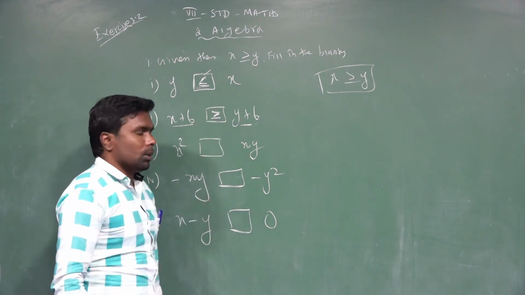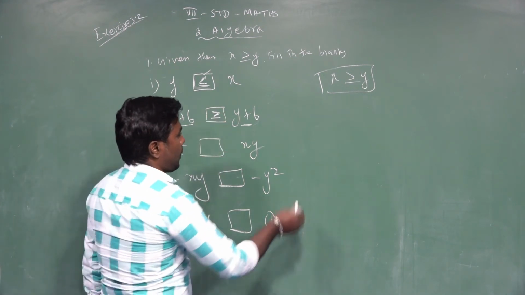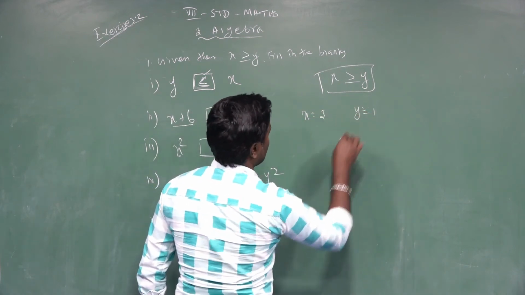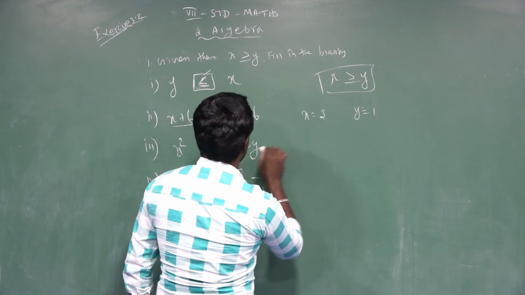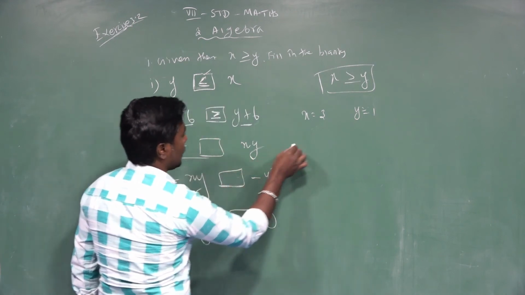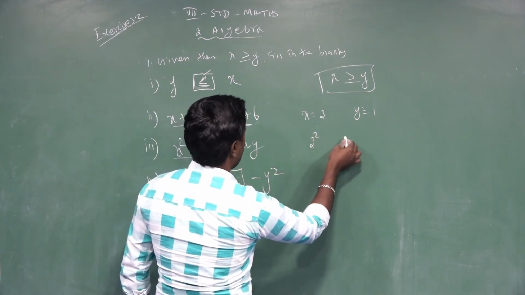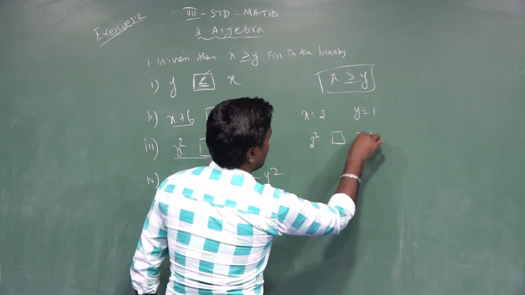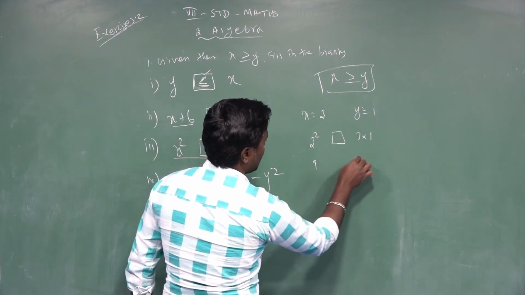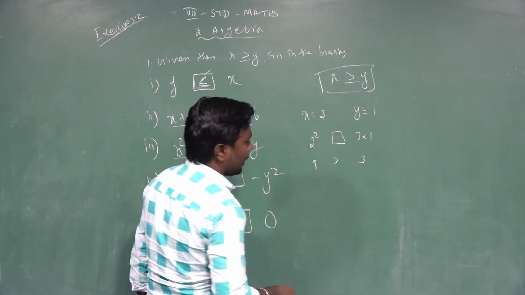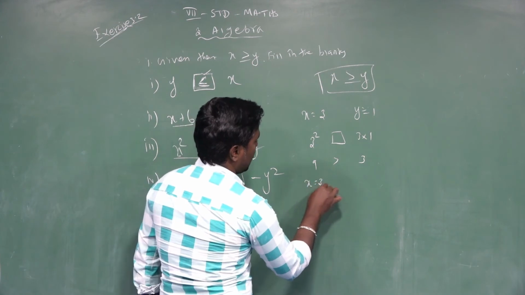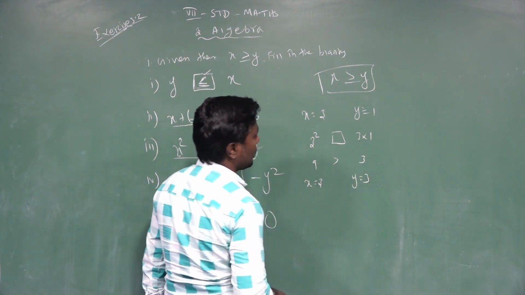Third one, x square, empty box, xy. Here x equal to 3, y equal to 1. So substitute. Third one, x square, 3 square, empty box, and xy, 3 into 1. So 9 and here 3. So 9 greater than 3.